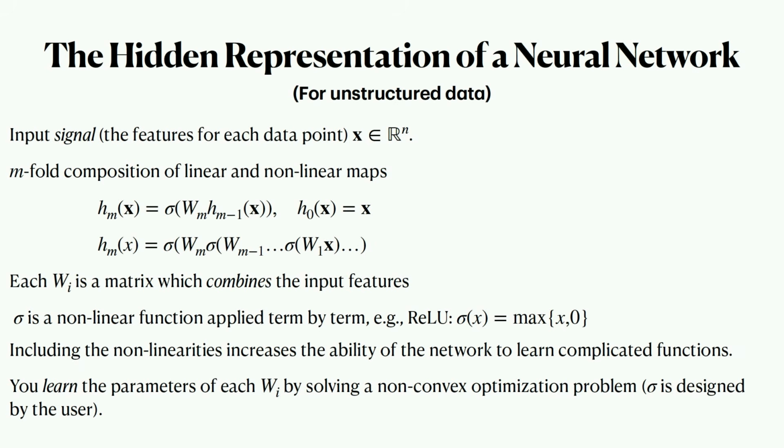So formally, the hidden representation is done in an iterative manner where each step, each layer, is a linear map, a matrix multiplication of the input feature vector, and then a nonlinear activation function, which is applied entry by entry. The nonlinear activation is designed by the user, whereas the entries of this matrix are learnable parameters.